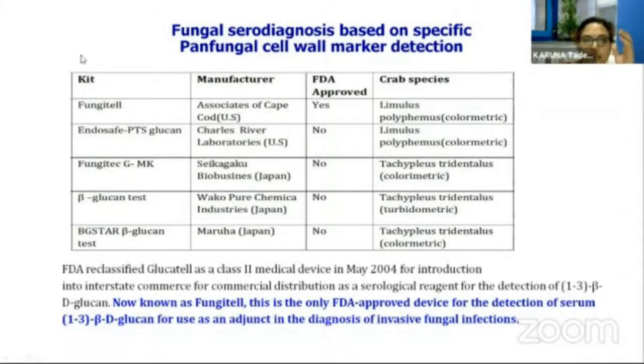Out of all of these, if you look at it, Endosafe, Fungitec G, MK, beta-glucan test of Wako, and BG-Star, none of them are FDA approved; only Fungitell is FDA approved. And the FDA has reclassified the Glucatell test, which was a class 2 medical device in 2004, to Fungitell. And this is the only one commercially available, FDA approved, used for invasive fungal infections.